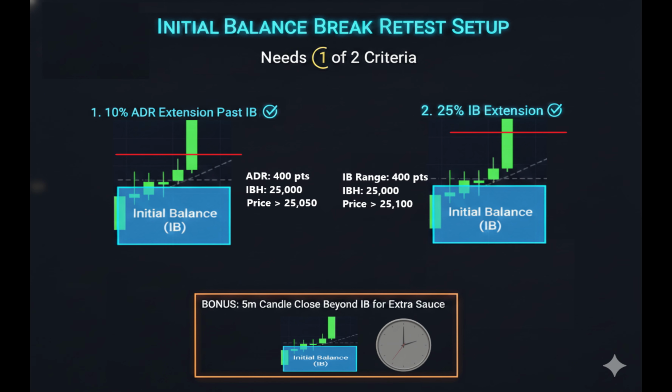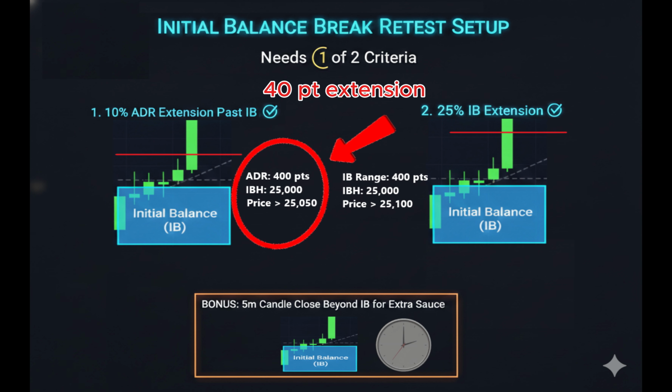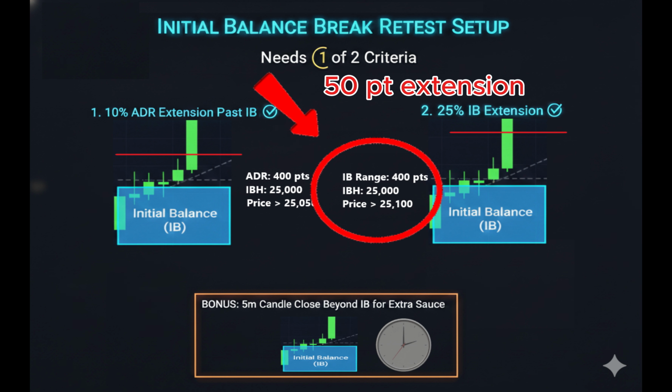After we established what type of initial balance we're looking at, the next thing I want to do is validate whether or not the break or retest can be in play. So I want a couple of things to happen before I really start considering a trade. So one of two things needs to happen. The first thing is, do we get at least a 10% ADR extension? Meaning, if the ADR is 400 points, we need to see price extend 40 points beyond the initial balance.